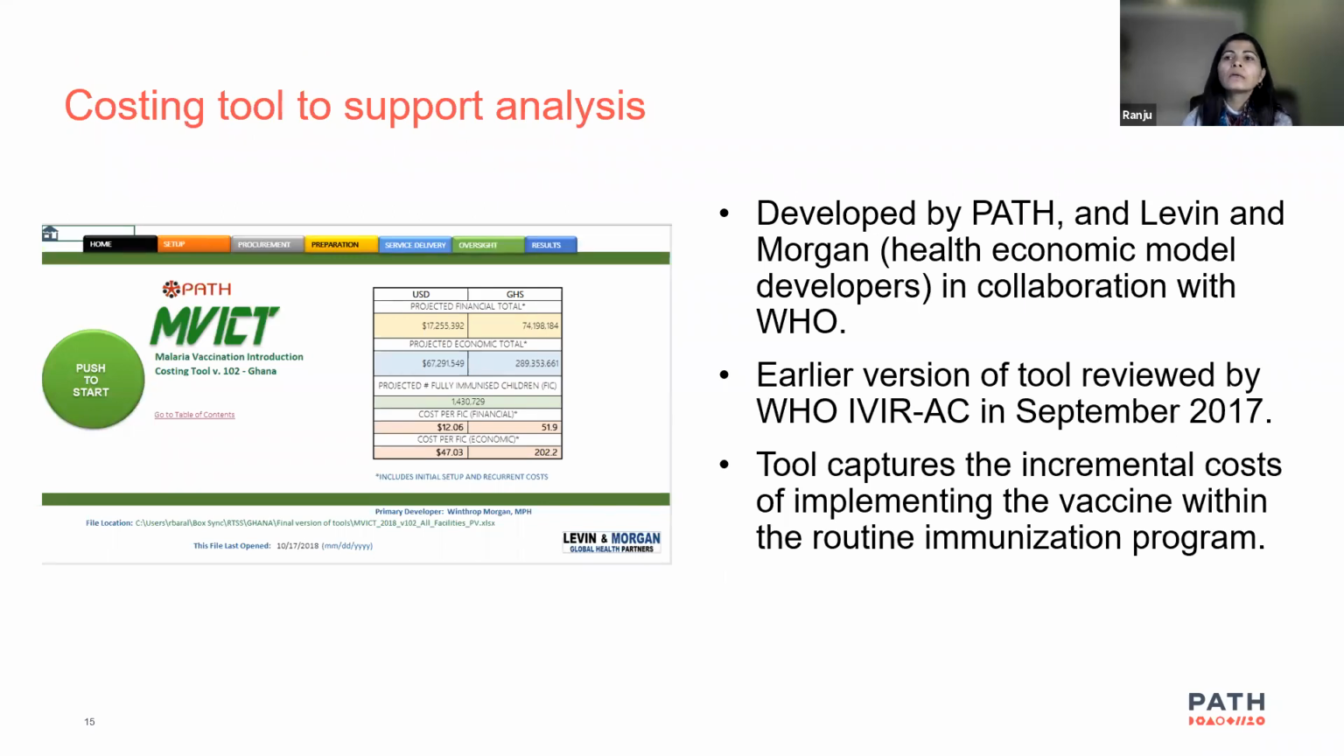So here is a costing tool. As I mentioned before, we developed a costing tool by Levin Morgan in collaboration with the WHO. This tool was used to aid the analysis, and some of you may already be familiar with this kind of tool developed by the same Levin Morgan, which includes tools like the C4P tool for costing, the HPV, the flu tool, and etc. The tool takes the government's perspective and captures all the different cost categories that I described before.